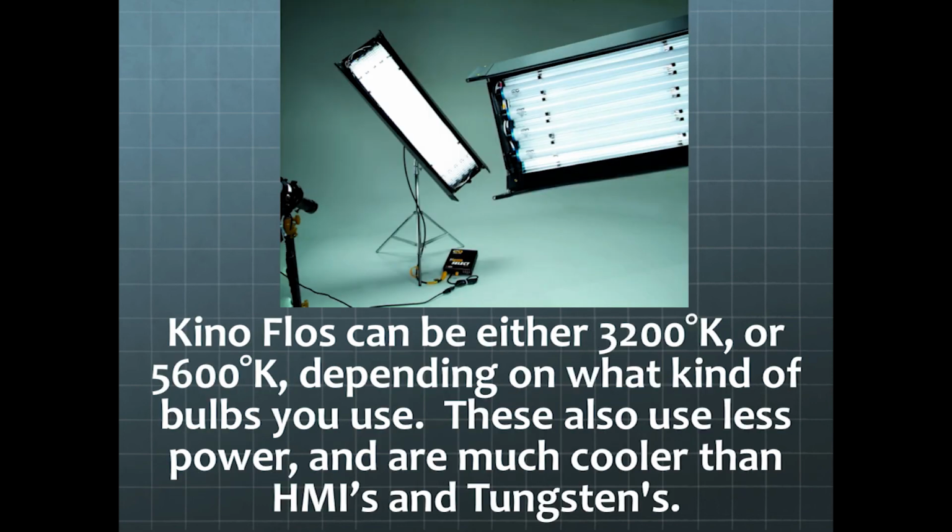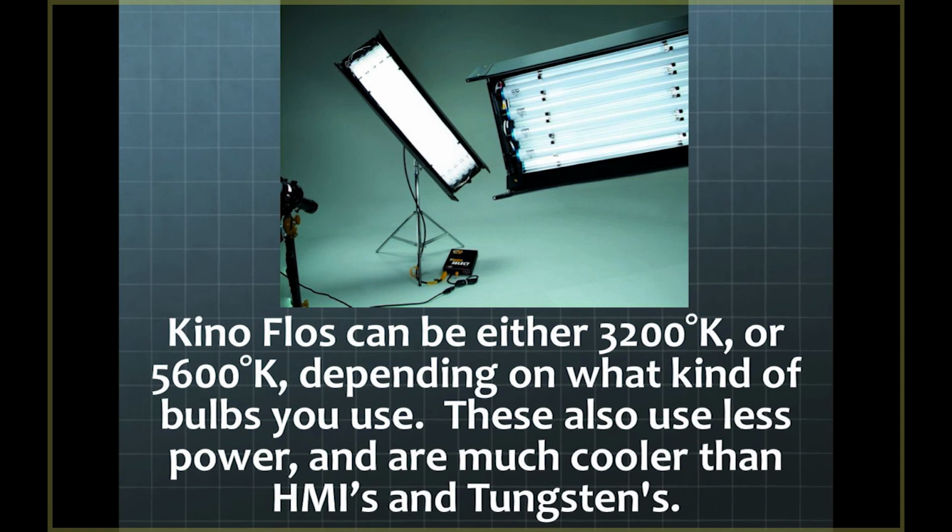Then we showed you Kino Flos in the last video. Now Kino Flos are a little unique in that while the tungsten and the HMIs are both hard light sources that can be made soft using soft boxes and such, Kino Flos, as we know from the last video, are always soft. However, they just use fluorescent bulbs, and you can buy 3200 degree bulbs, and you can also buy 5600 degree bulbs, and so they can be either. So you can trade off, and if you want to mix a 5600 degree Kino with an HMI, you can, or however you want to do it.